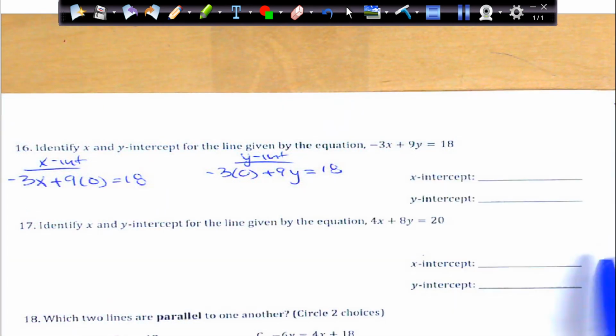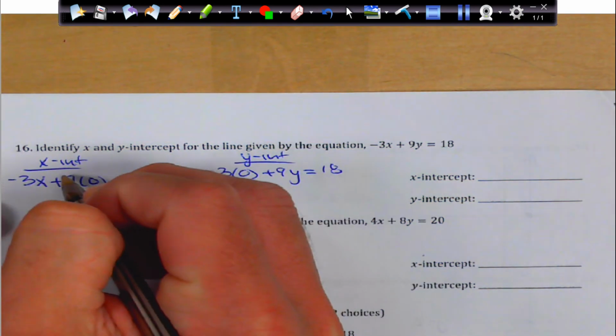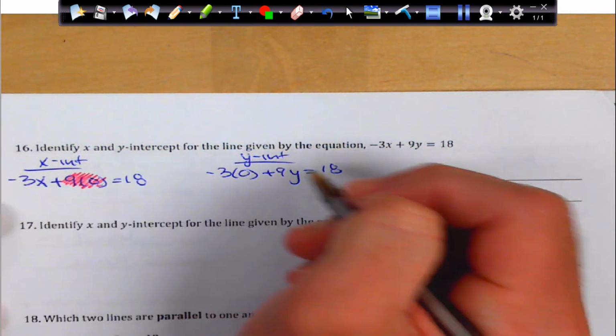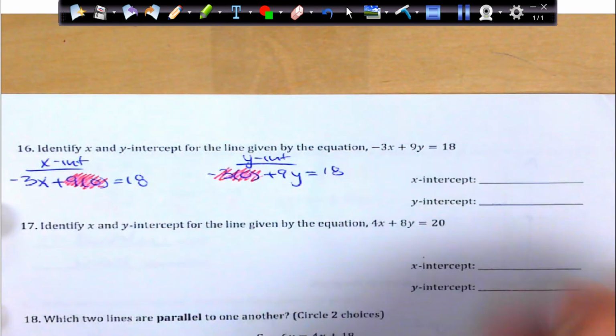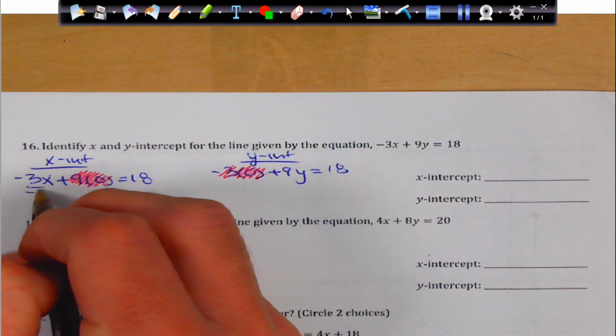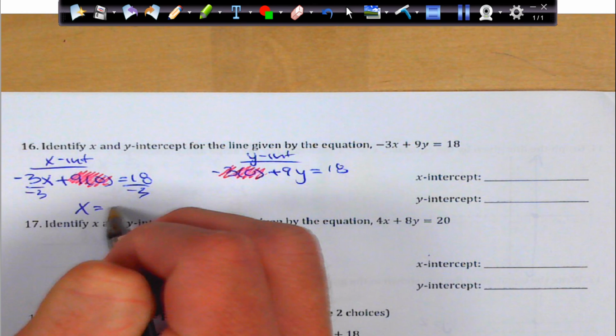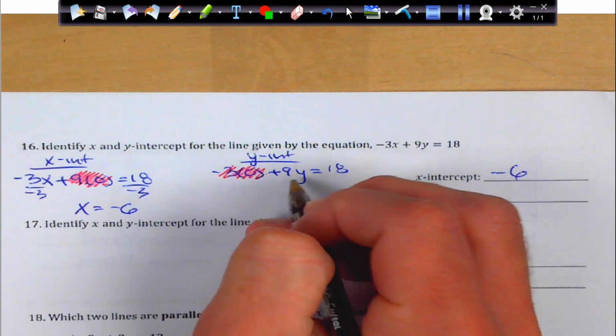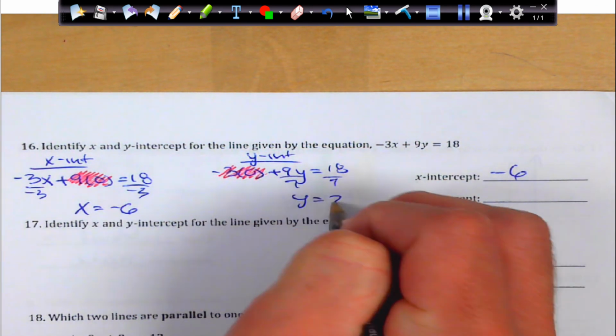So essentially, you get to basically just remove a piece of this, so it makes the equation a lot easier because when you multiply by 0, it kind of just goes away. So here I'm just dividing by negative 3, and x equals negative 6. And here I'm just dividing by 9, and y equals 2.